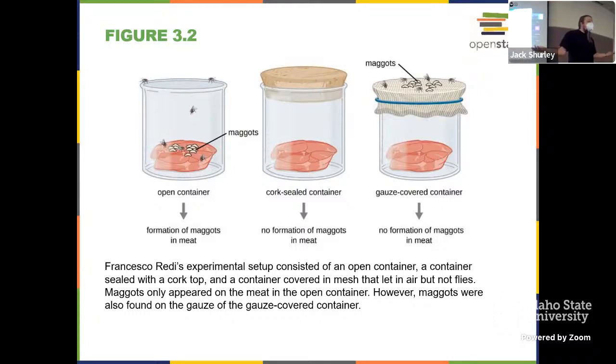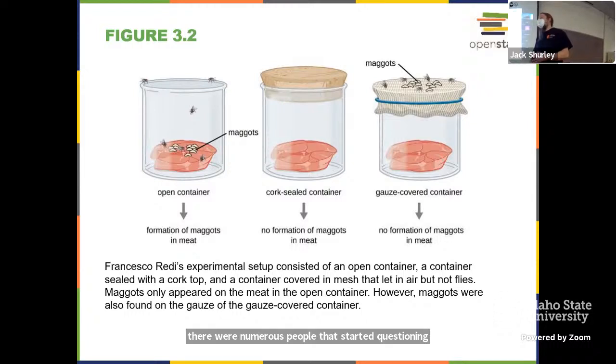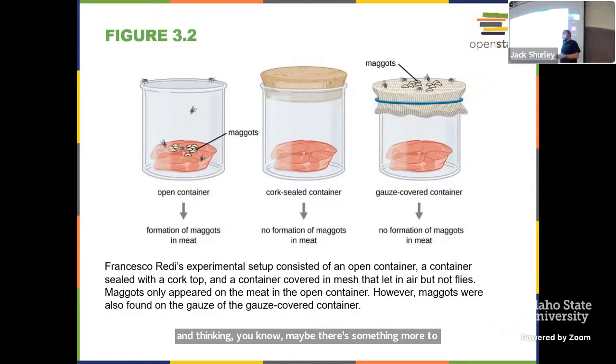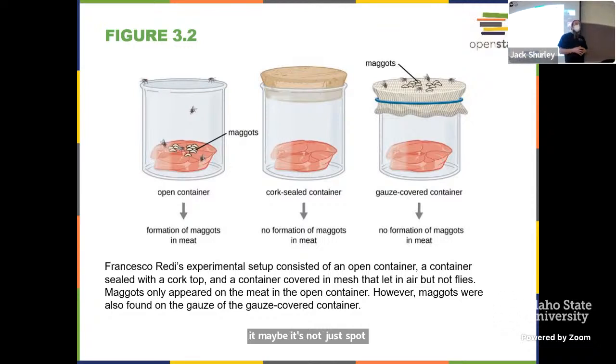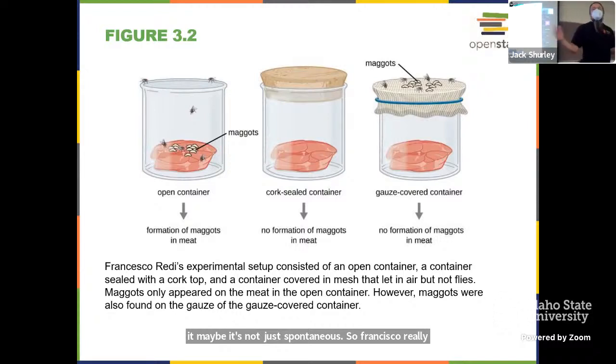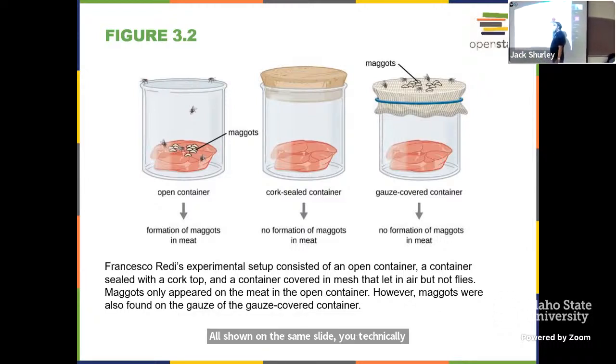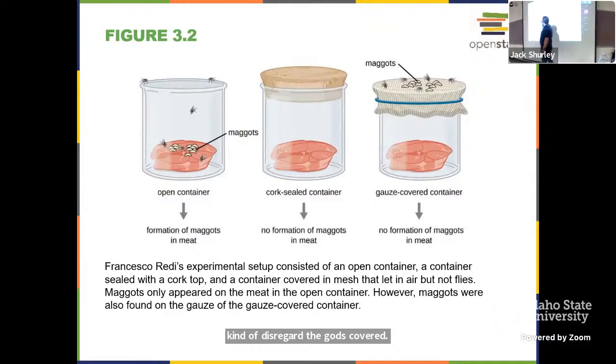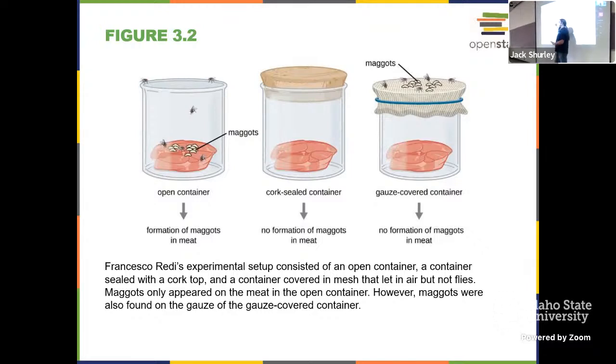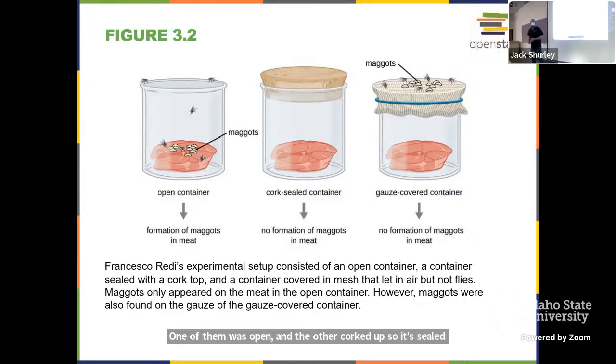There were numerous people that started questioning that and thinking, you know, maybe there's something more to it. Maybe it's not just spontaneous. So Francesco Redi thought he could set up this experiment, and really we're looking at a couple of experiments all shown on the same slide. You technically need to disregard the gauze covered beaker here for a second, all right? His initial experiment was to take two pieces of meat, one of them left open and the other corked up so it's sealed. No flies can get in there, right?